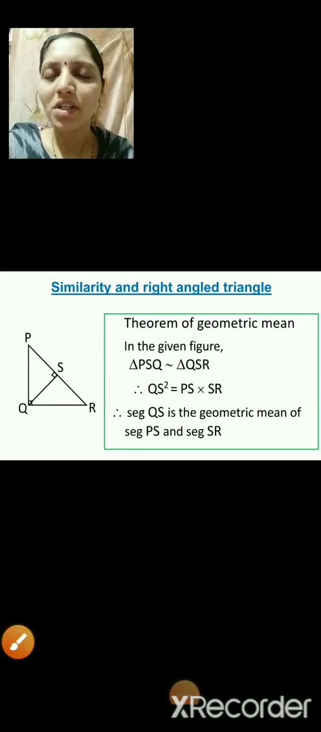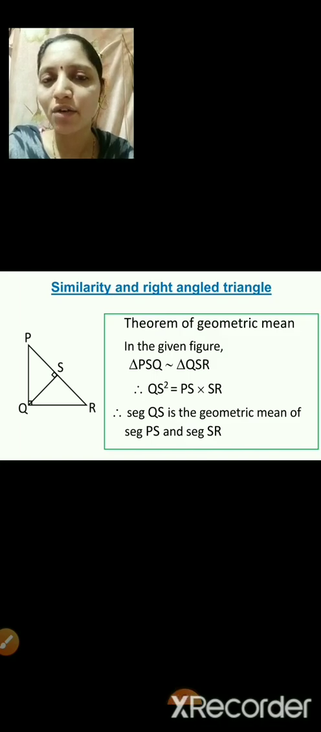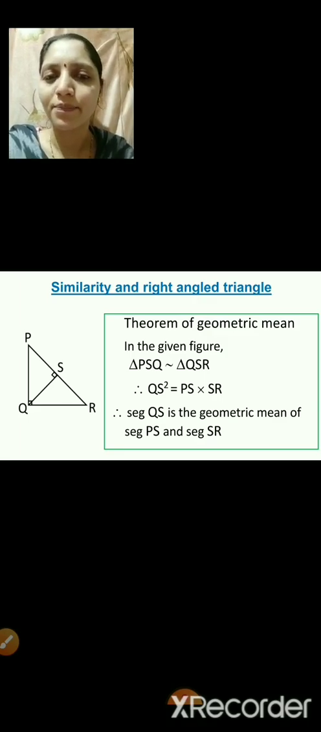Then we have seen the theorem of geometric mean. Now we know that because of the similarity of triangles theorem, triangle PSQ is similar to triangle QSR. Then we can say that QS square is equal to PS into SR. Therefore, segment QS is the geometric mean of segment PS and segment SR.